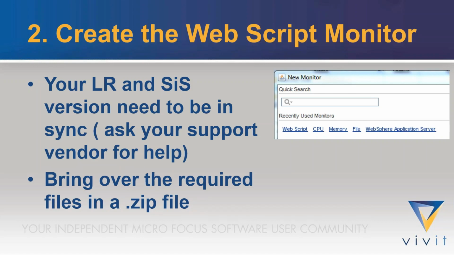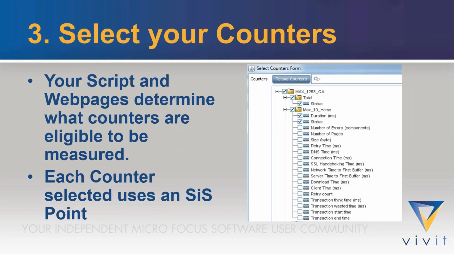When you create your LoadRunner script, you then zip up the results. Anybody that does LoadRunner knows what this is all about. You bring it over to your SiteScope server, and then you select the monitor you're going to use, which is called WebScript. Then you select your counters. Just like everything else in SiteScope, there are a whole laundry list of things you can measure. For us, we were only really concerned with status and duration. How long did the different pages take to open? If the page was opening slow, we wanted to know about it.